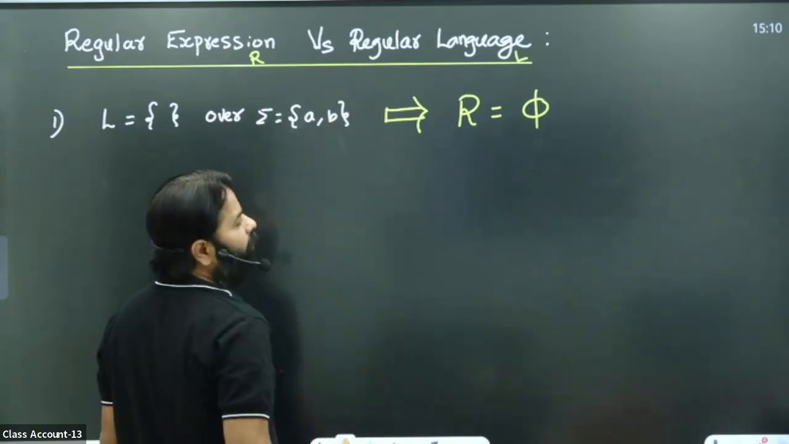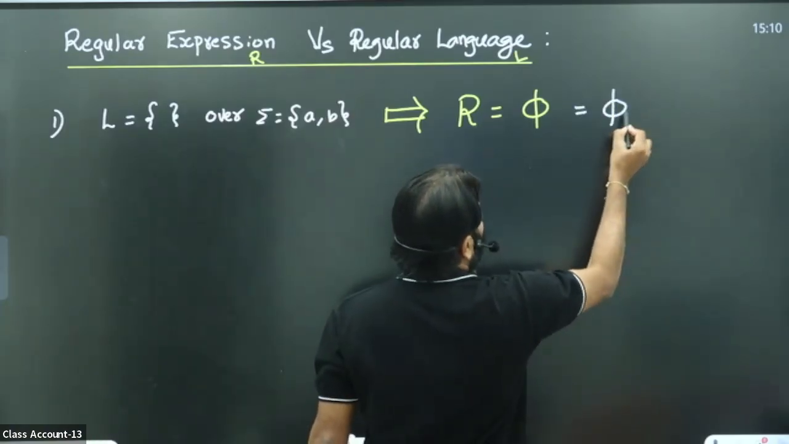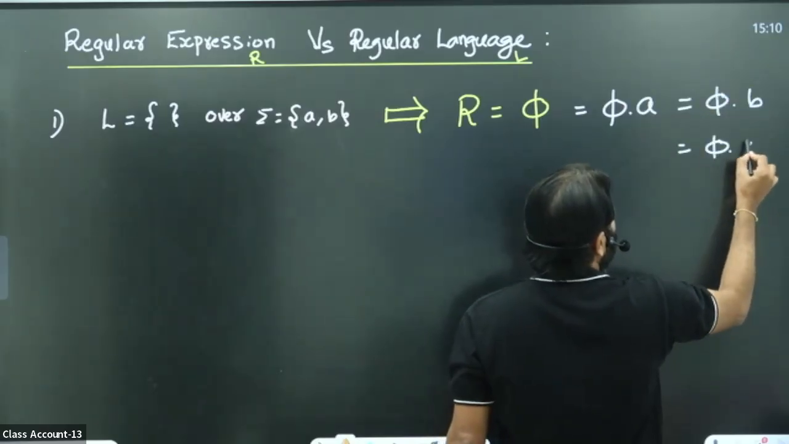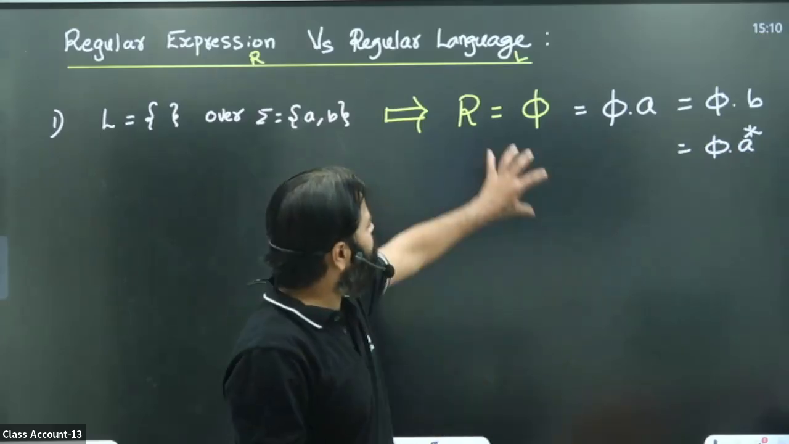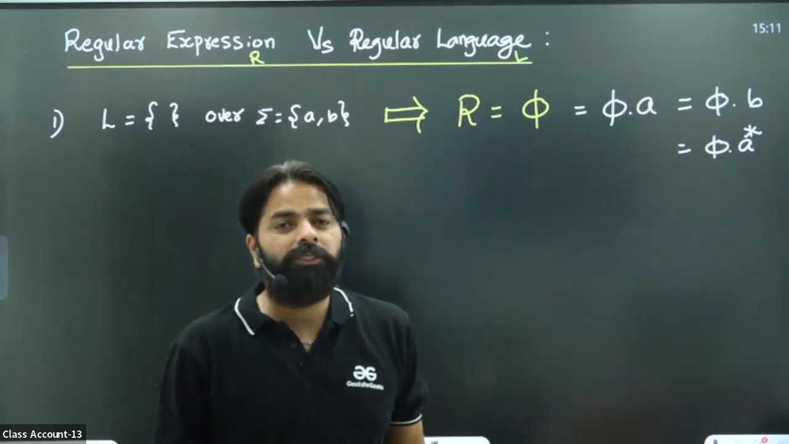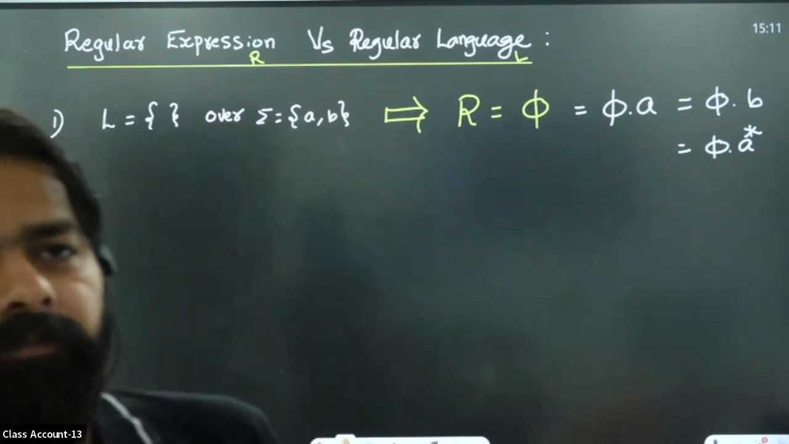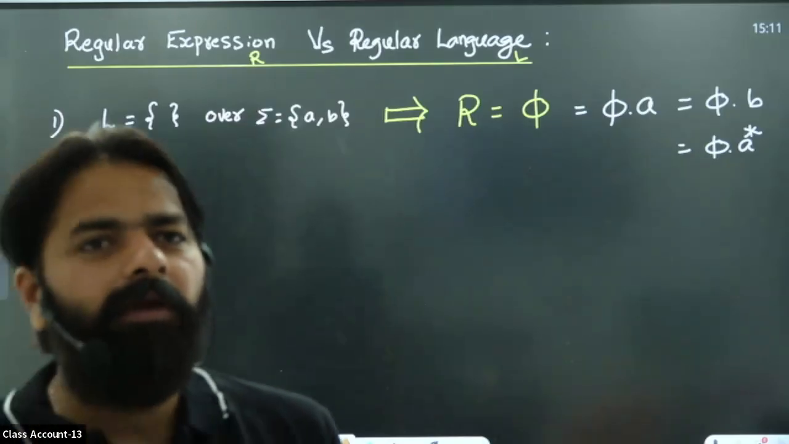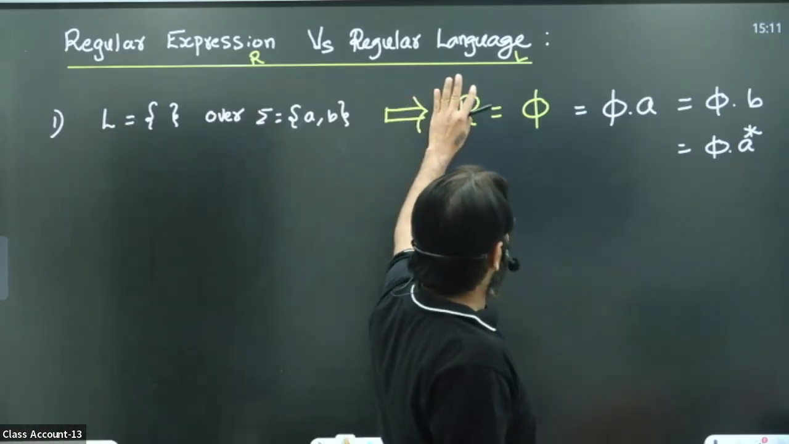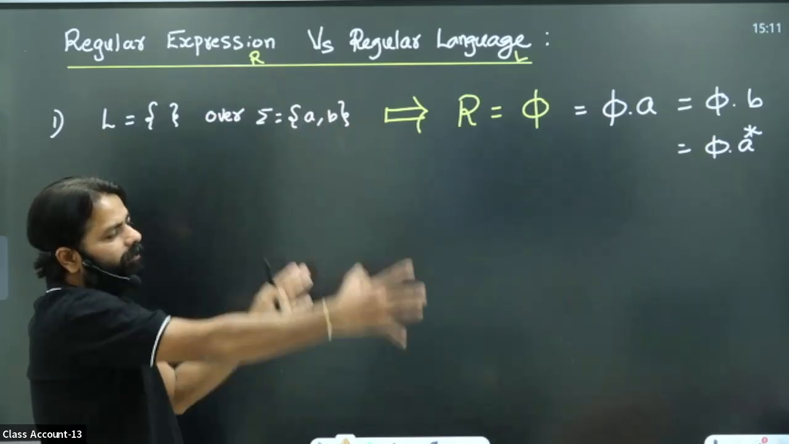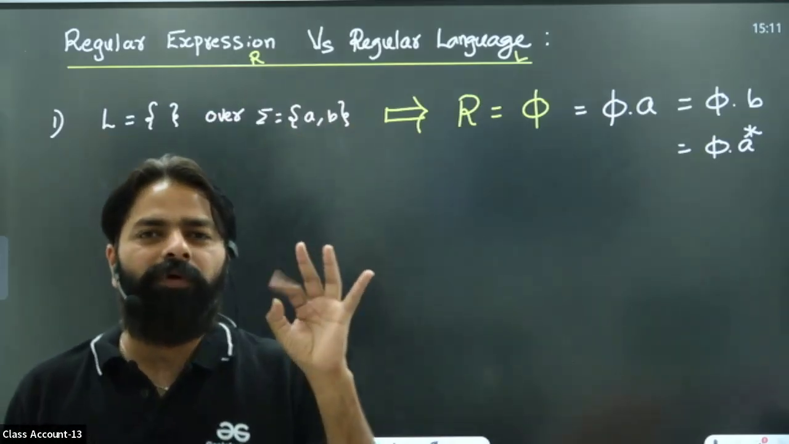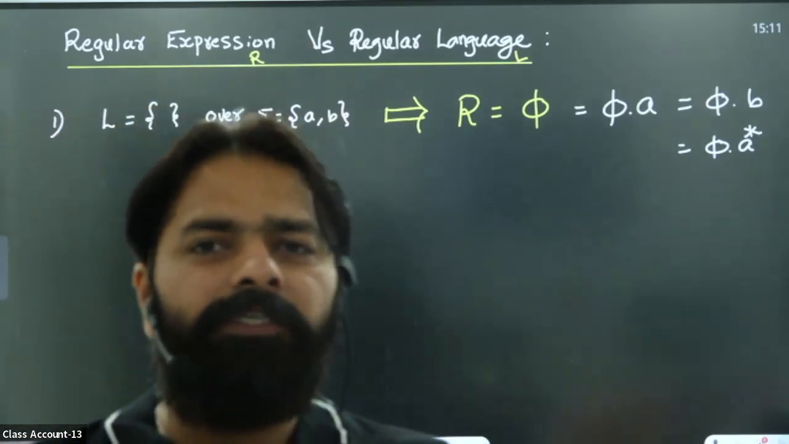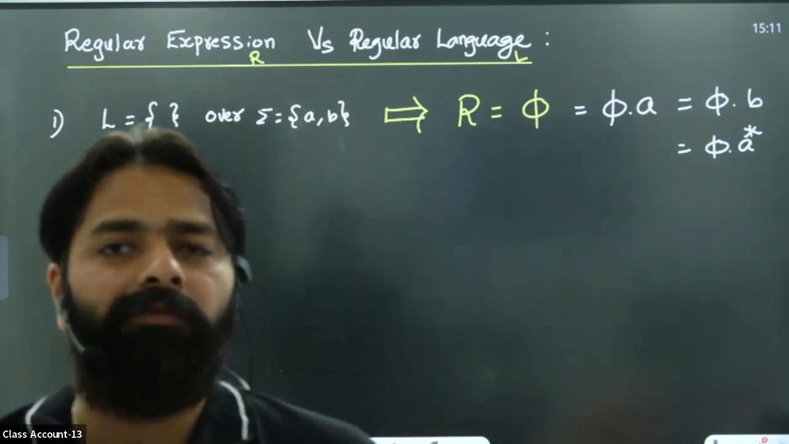Is this the only expression? No. You can also write pi dot A, pi dot B, anything, pi dot something like A star, all will give pi only. But this is the simplest expression. There are other expressions which also do the same job. Right. Now, can you tell me how many regular expressions you can write for the given regular language? 1, 2, 3, 4, 5, 100,000, infinite. Go ahead. How many expressions can you write for one regular language?